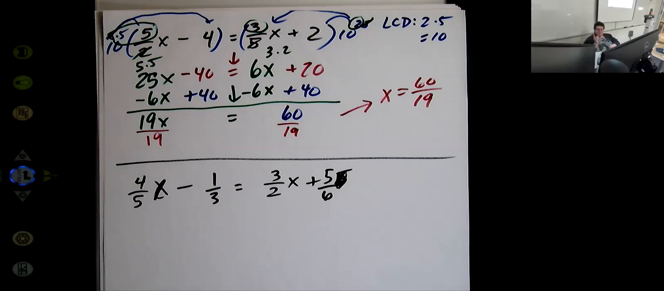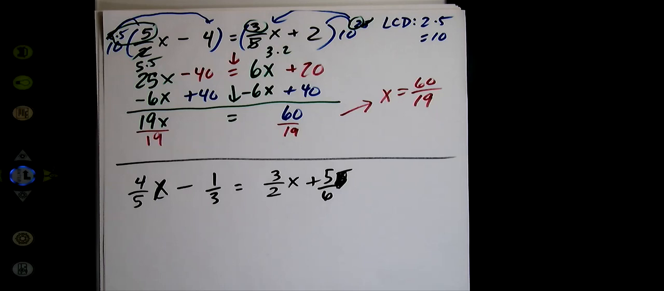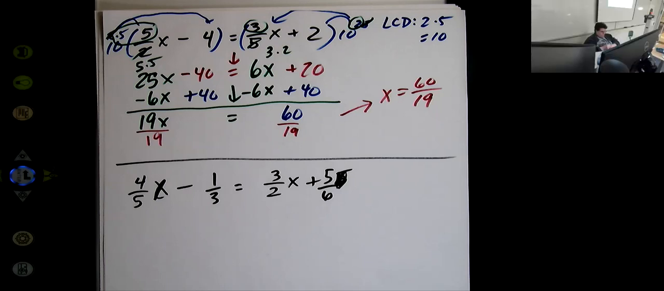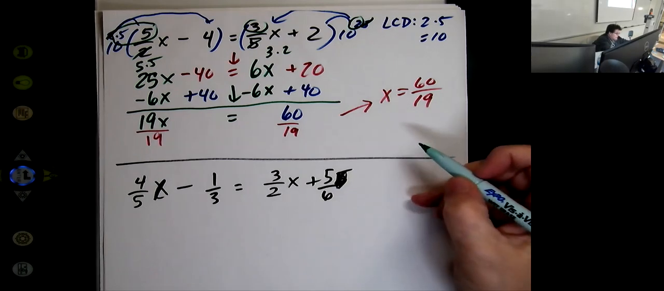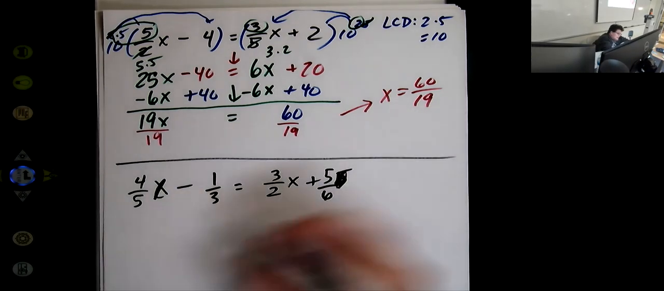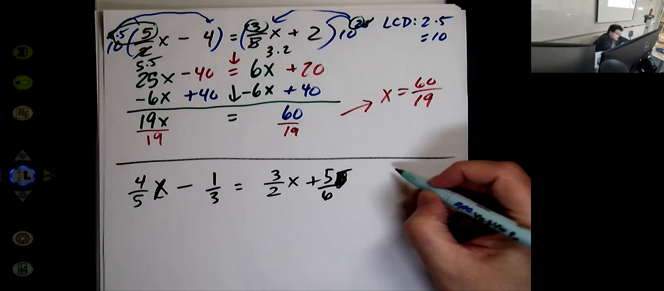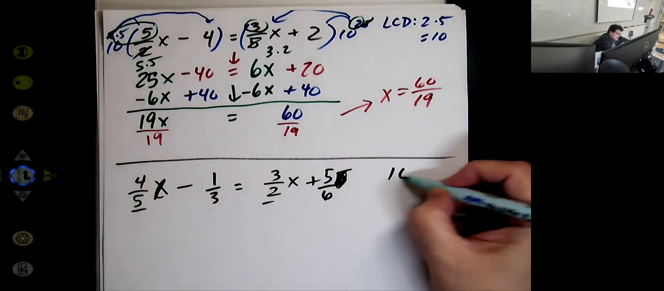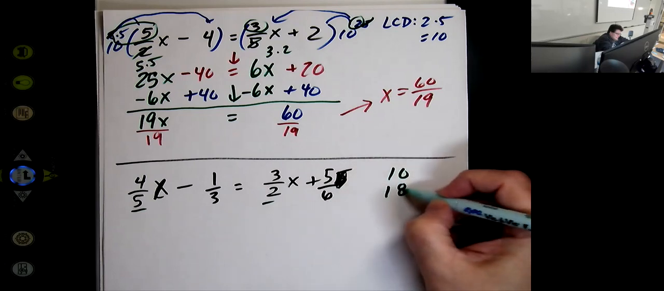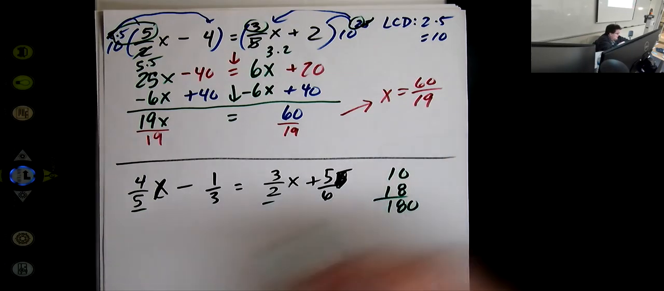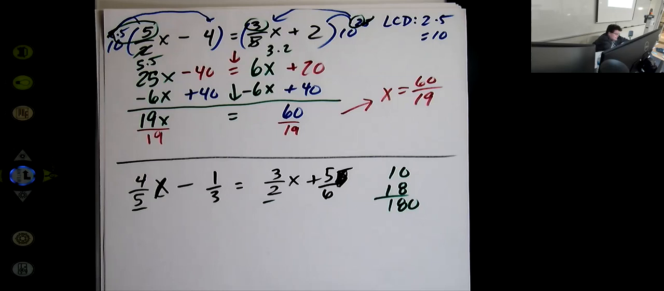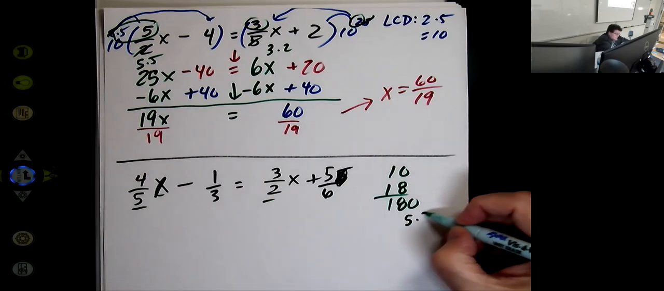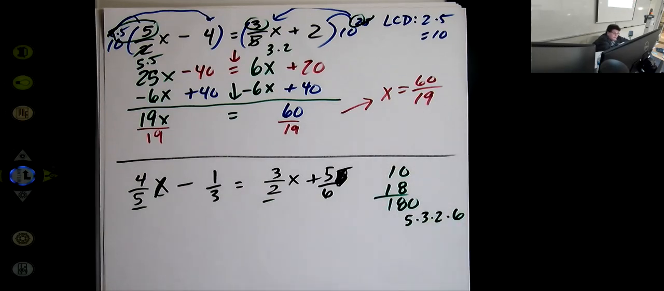Yeah. But I'm not going to use that. I'm going to use what we were just talking about in class. If you don't want to take the time to find the lowest common denominator, I could take all of these denominators and multiply them together. 5 times 2 is 10, 3 times 6 is 18. I multiply those, I get 180. So this is 5 times 3 times 2 times 6.